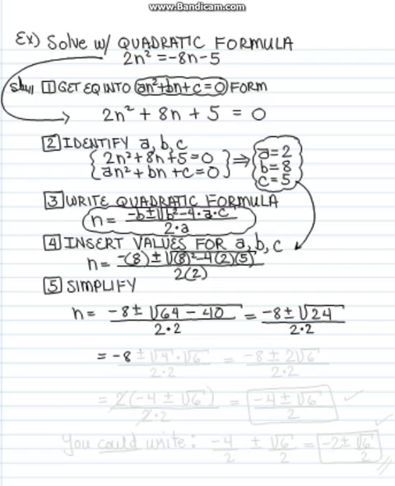Negative 8 plus or minus the square root of 4 times the square root of 6, because 4 times 6 is 24, over that 2 times 2 on the bottom. I'm leaving it like that for a reason. Okay, let's go ahead and simplify the square root of 4. That's 2. So it's negative 8 plus or minus 2 times the square root of 6 over 2 times 2.